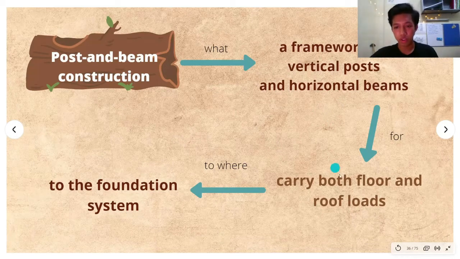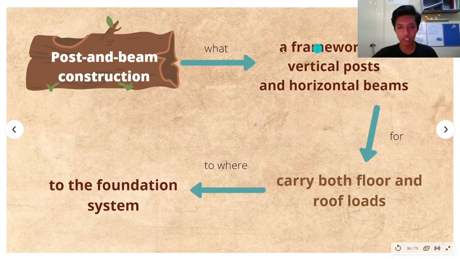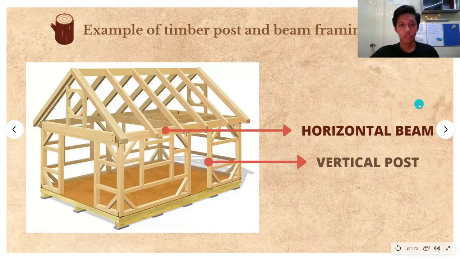They are used to carry both floor and roof loads to the foundation system. So basically, post and beam construction is a framework of vertical posts and horizontal beams for carrying both floor and roof loads to the foundation system, as you can see in this picture here. This is an example of timber post and beam framing.